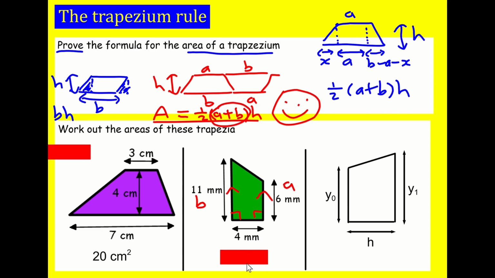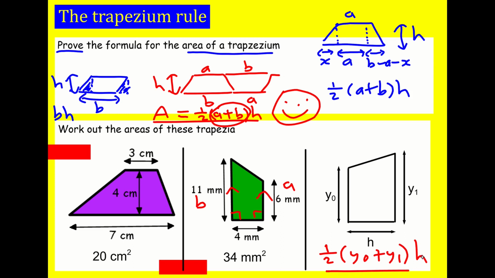The height does have to be 4. So you add them together, you get 17. I'm going to halve that, and I'm going to have the height this time too: 17 times 2 is 34. And then finally, this is actually the sort of trapezium we're going to be looking at today. It's going to be half (y0 plus y1) times h, and you'll see how that's going to come into it. But that's us using the general formula, realizing the trapezium again is on its side.